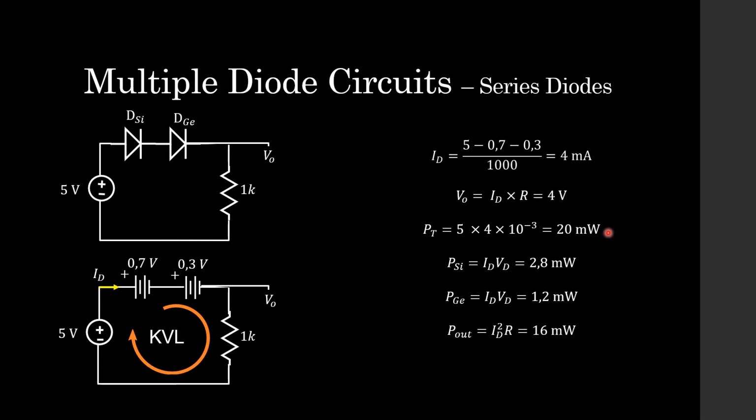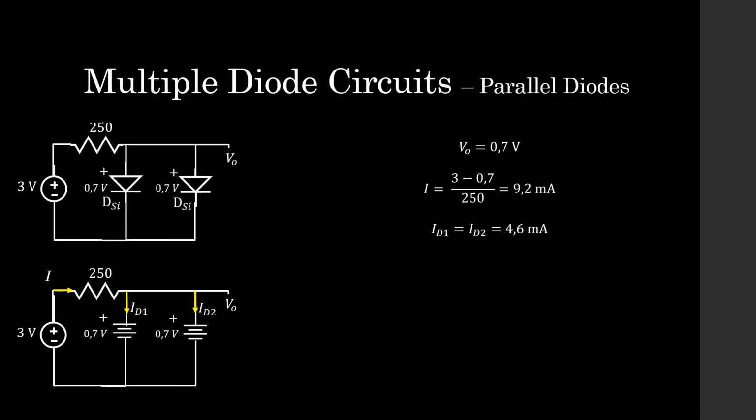So that is the power in the circuit, so that you guys know what's going on. Moving on to parallel diode circuit, students. Here we have 2 silicon diodes in parallel with a 3 volt source that is in series with a 250 ohm resistor. And what we're trying to do with the circuit is calculate this output voltage as well as the current that's going through each of these diodes.